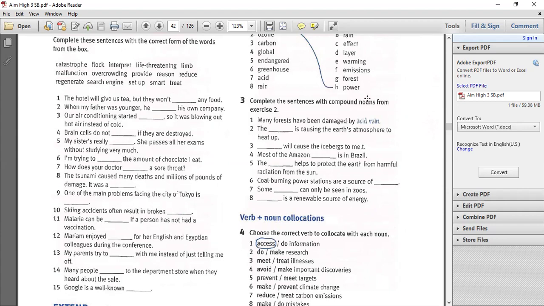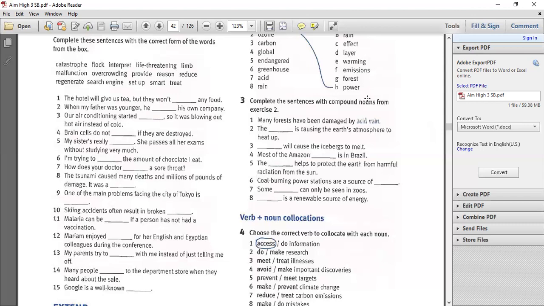Our air conditioning started malfunctioning, so it was blowing out hot air instead of cold. Brain cells don't regenerate if they are destroyed. My sister's really smart. She passes all her exams without studying very much. I am trying to reduce the amount of chocolate I eat.